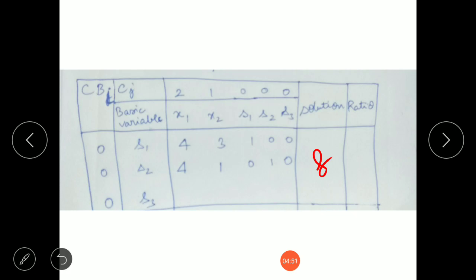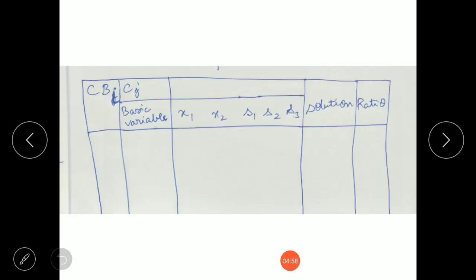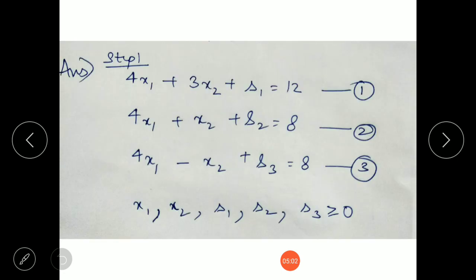Similarly, for S3, it can be obtained from equation number 3, as equation number 3 contains the slack variable S3. And what are the coefficients? The coefficient of x1 is 4, x2 is -1, s1 and s2 will be 0, 0 since they are not present, and s3 is 1, and the solution is 8.